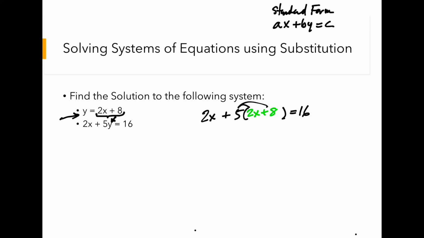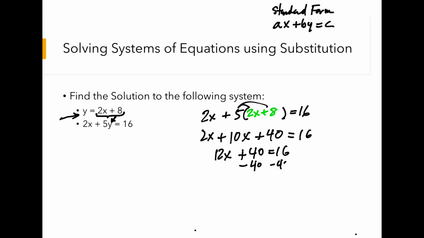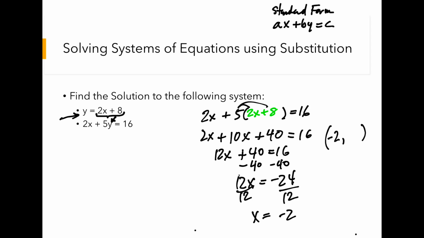So now I can solve this for x. I have 2x plus 10x plus 40 equals 16. Combine my like terms, so 2x plus 10x is 12x, plus 40 equal to 16. And then we'll move 40 to the other side. So I get 12x is equal to negative 24. Divide both sides by 12. x is equal to negative 2. So I have half of my solution for this system, negative 2.